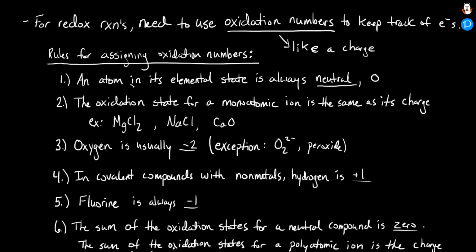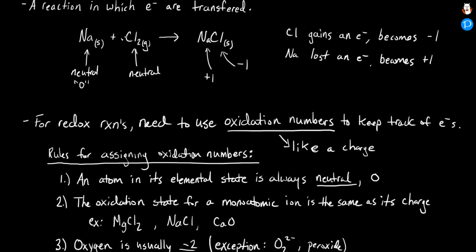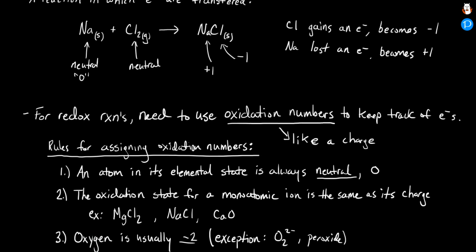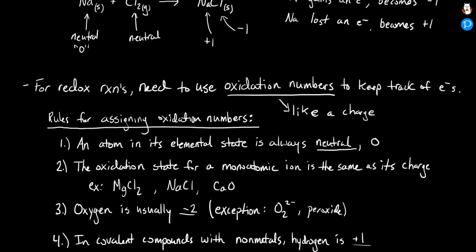The first thing is an atom in its elemental state is always neutral. So just like we saw up here, when something is an element by itself, like sodium here, it's going to be neutral. It's not going to have a charge of anything. Same thing with chlorine here. In its elemental state, it's going to be neutral. So an element by itself is always going to have a charge or an oxidation number of 0.